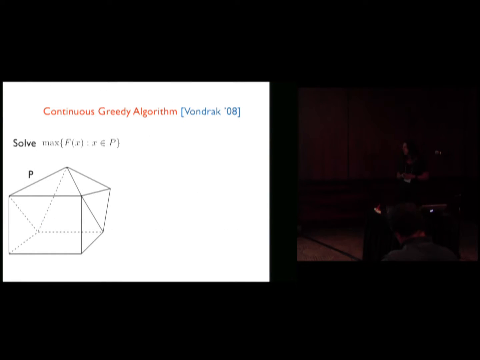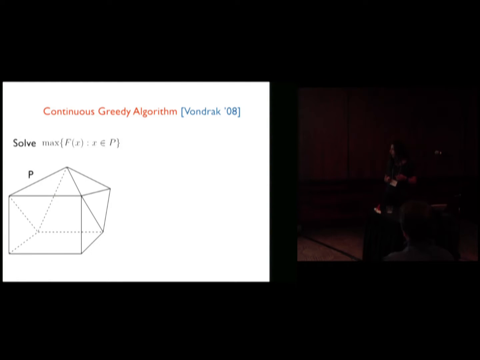Good. Let us jump in and try to understand how to solve this continuous optimization problem. Here's a very nice approach to do this. Jan Vondrak proposed the following algorithm, which is inspired by the greedy algorithm. We call it the continuous greedy algorithm, and let me tell you what it does.